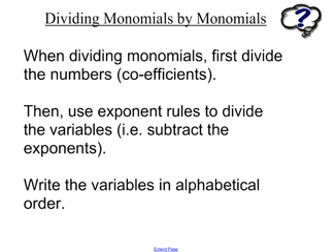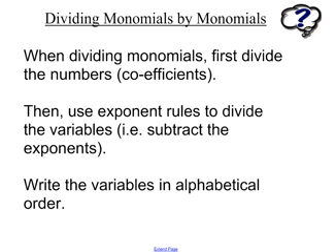So this video looks at what happens when you divide a monomial by a monomial. Just like when we multiplied, you're going to be first starting by dividing the coefficients. So you deal with the coefficients first and you divide those, and then you're going to use exponent rules to deal with the variables.